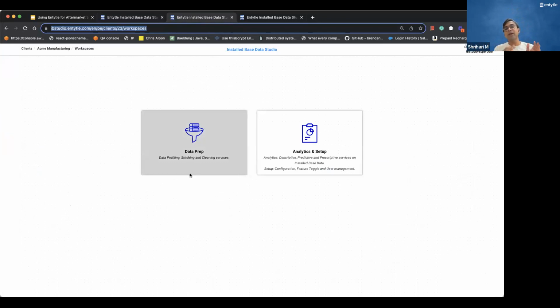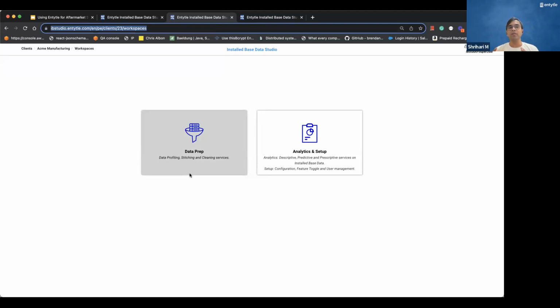And once this is done, we have another workspace, which is basically analytics and setup. So analytics is basically the descriptive, predictive, and the prescriptive set of services that we have built on installed base data. And just like any CRM or ERP system would have a setup where you want to configure something, set up metadata, set up user management, maybe set up certain feature attributes. All those things can be done on the setup part.